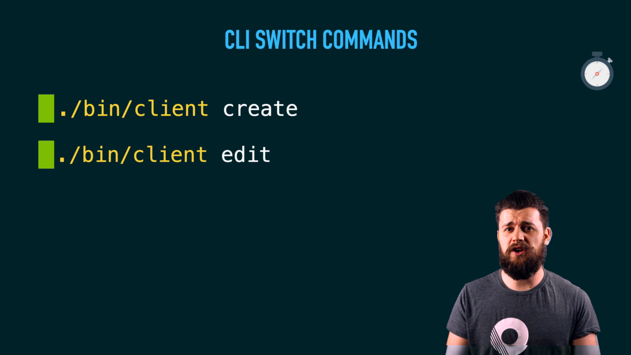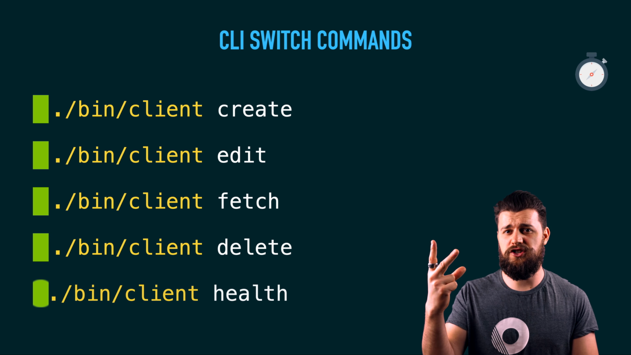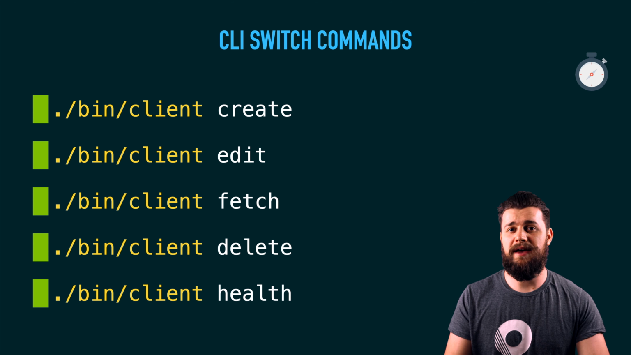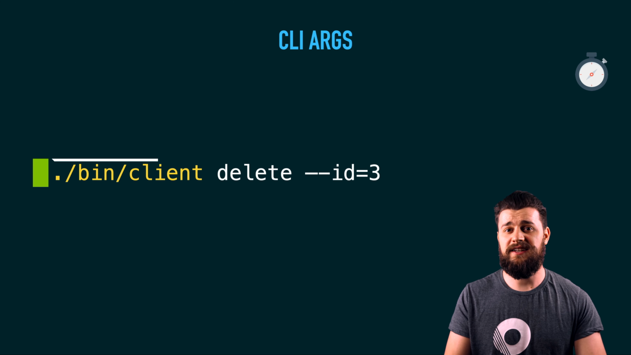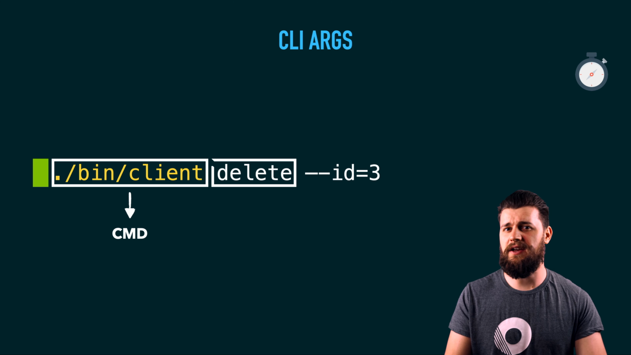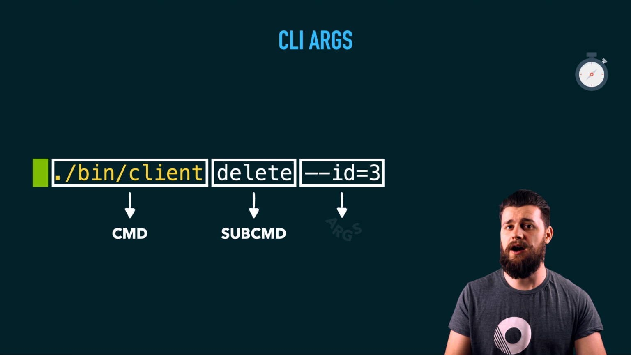So by this point you know that we want to create a command line application which is going to process a couple of commands and do something with the input. The commands we're talking about are create, edit, fetch, delete, and health. If you're new to command line applications or to CLI in general, you may ask yourself, what does a command look like? The command consists of the binary or the executable, the command itself, and a couple of flags or arguments to that command.